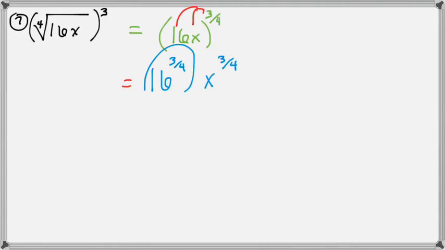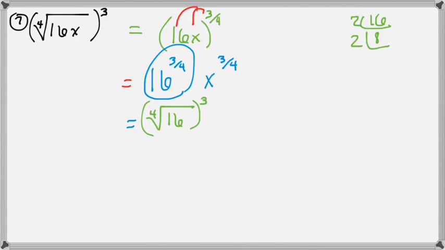So let's go ahead and look at that 16 to the 3/4 first. I'm going to convert that back into radical form. So let's look at 16. What is 16 made up of? It's made up of four 2's being multiplied together. So when I'm looking at the fourth root, I have a set of 2's that came out. So 2 cubed.